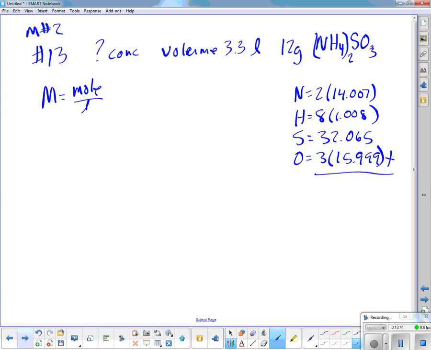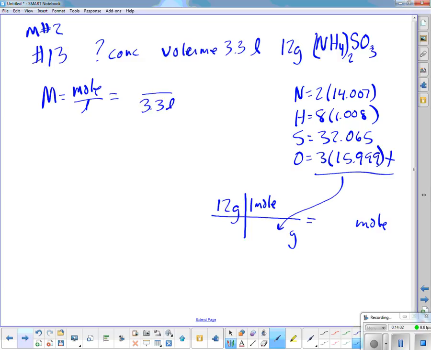So we'll add that all up. Once you've got that all added up, you take 12 grams divided by 1 mole, and you take these grams right here, and they would go here. That would give you moles. Once you've got moles, you take your moles divided by your 3.3 liters, and you have your concentration in molarity.